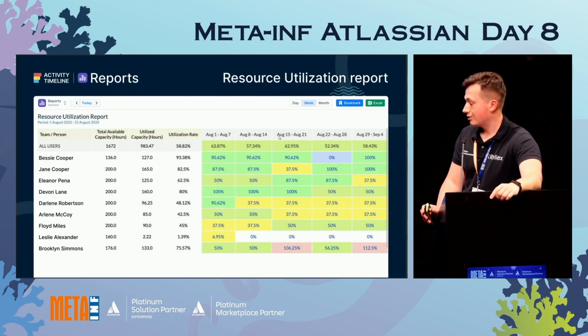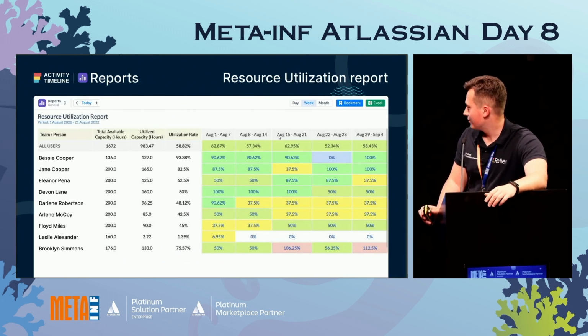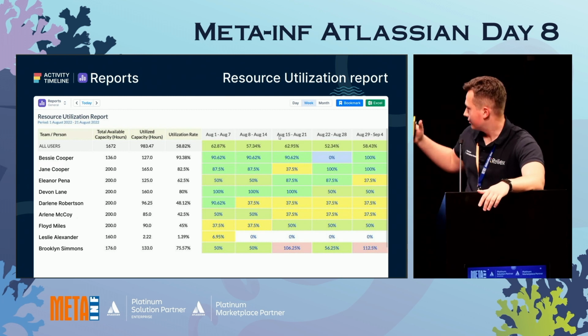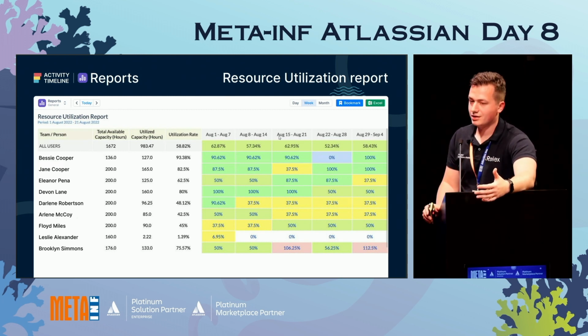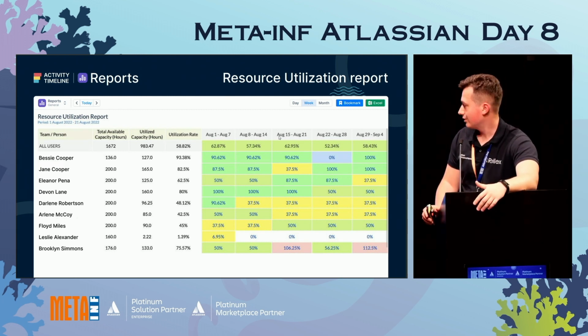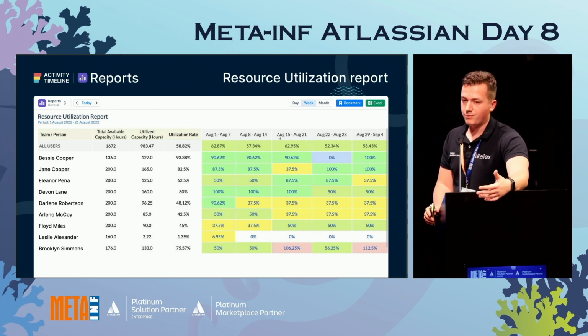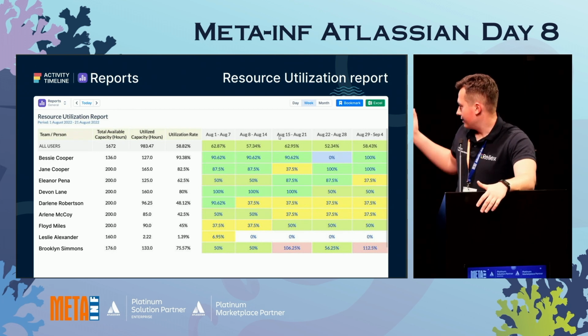So resource utilization, this is probably the most popular report that we have. It shows you the total available capacity of the person and of the team, so you know what the theoretical capacity is that we have for the future. Utilized, meaning what's already planned, what's already in the pipeline, and percentage-wise.